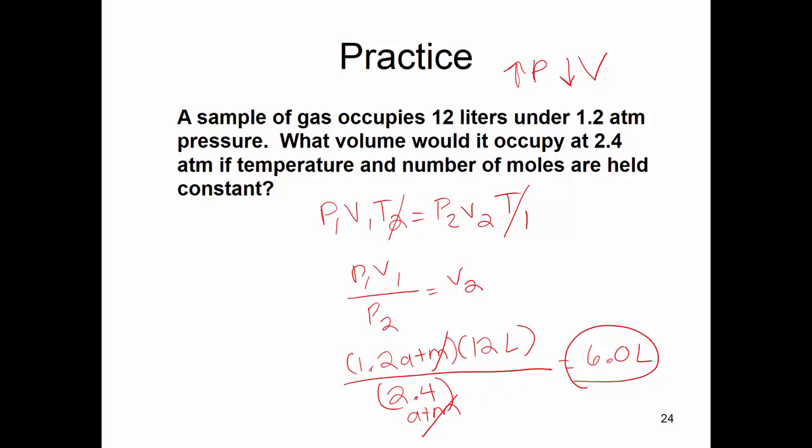But for all three of our laws, Boyle's, Charles', and Gay-Lussac's, you can use this equation and just cross out if something is constant. So if pressure was constant, then you could cross it out and go from there.